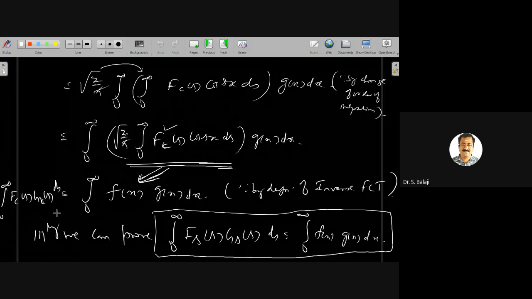The same way, if you consider the right side again, the integral 0 to infinity of fs of s gs of s ds, you can get the integral 0 to infinity of f of x g of x dx. The same procedure: gs of s is the Fourier sine transform of g of x, and then change the order of integration, and you can get this result. This property is over.